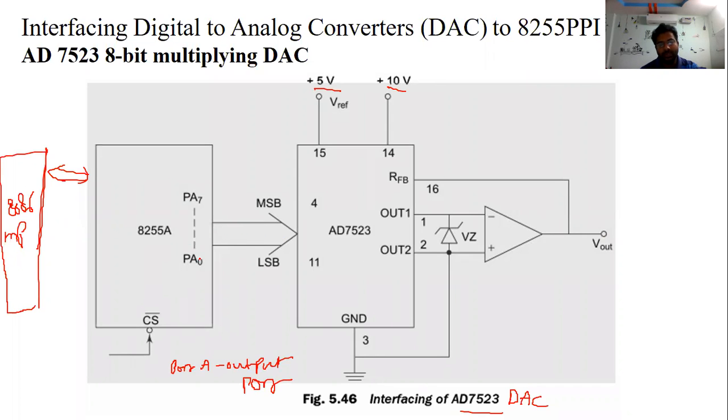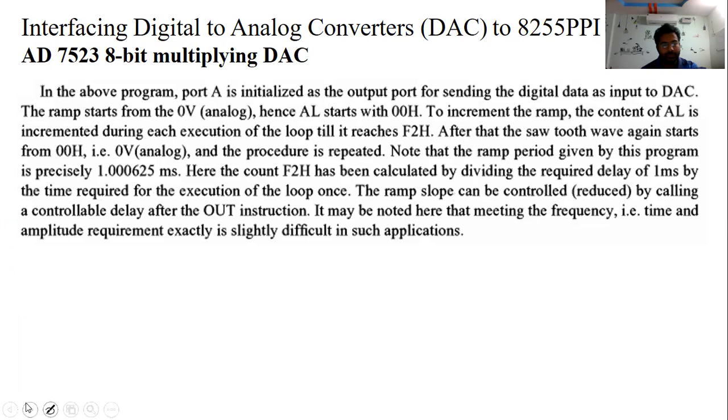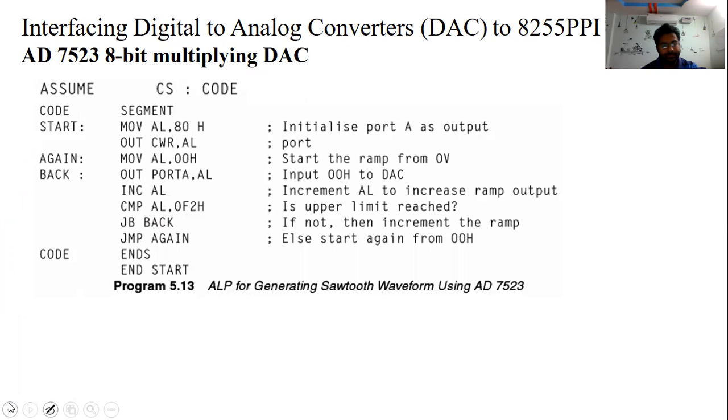Now see this, port A is given to this AD7523 DAC, which converts the digital data to a sawtooth wave. Okay, so this is the programming. First initialize the code segment. You can start the code.